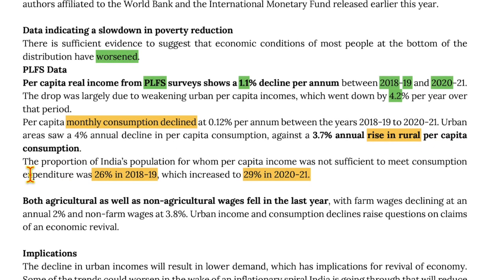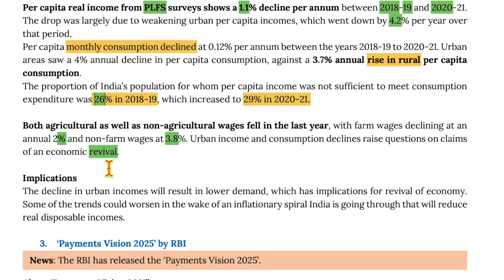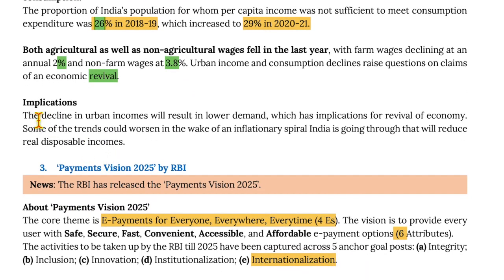The proportion of India's population for whom per capita income was not sufficient to meet consumption expenditure was 26% in 2018-19, which increased to 29% in 2020-21. Both agricultural as well as non-agricultural wages fell in the last year, with farm wages declining at an annual 2% and non-farm wages at 3.8%. Now, urban income and consumption declines raise questions on claims of an economic revival. The implication is that the decline in urban income will result in lower demand, which has implications for the revival of the economy.